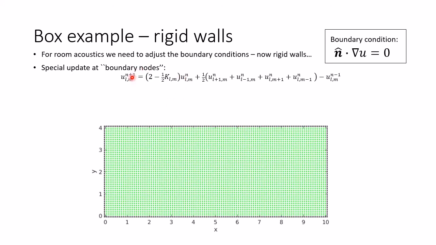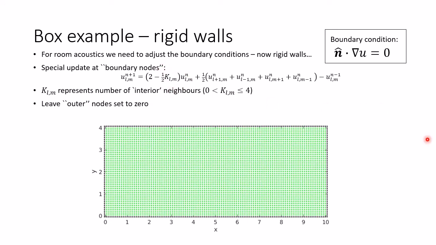What we end up with is a more general update equation, which looks like before, but now we have this extra term here, 2 minus 1/2 k_L,m. k_L,m is an integer between 0 and 4 that represents the number of interior neighbors. For a point that's well in the interior, we have 4 nearest neighbors on this Cartesian grid. Then you have 2 minus 1/2 times 4, so that disappears and we end up with our update equation from before. At the boundaries, you have 1 less, or 2 less, interior neighbors. So k equals 3 at a wall, because 1 point falls outside, and at a corner we have k equals 2. So this is activated at the boundaries, and we'll leave the outer nodes at 0, so this happens to work out.